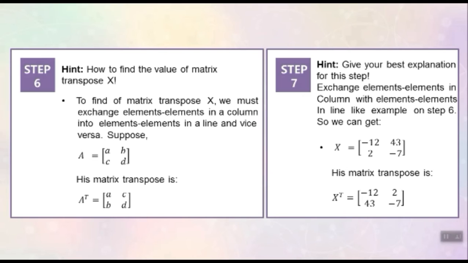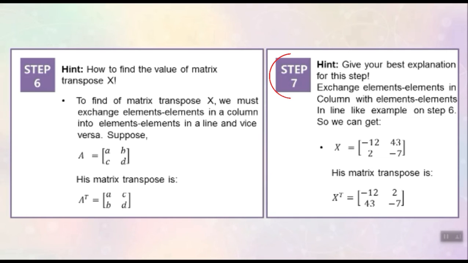In step 6, we have a hint to find the value of matrix transpose X. To find the transpose of a matrix, we must exchange the elements in the columns with the elements in the lines, and vice versa. Suppose matrix A equals [a, b; c, d]. This matrix transpose is A transpose equals [a, c; b, d].